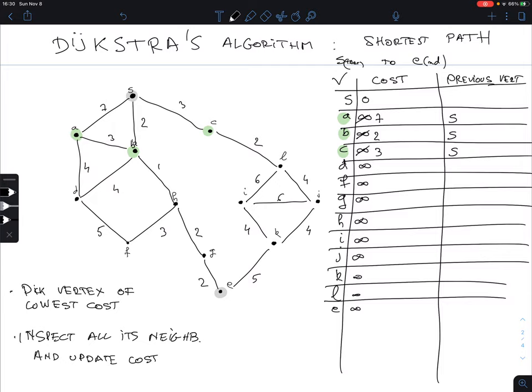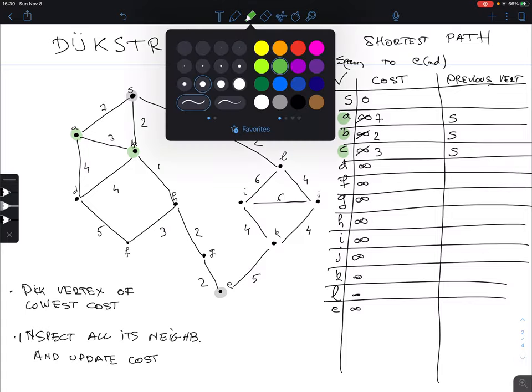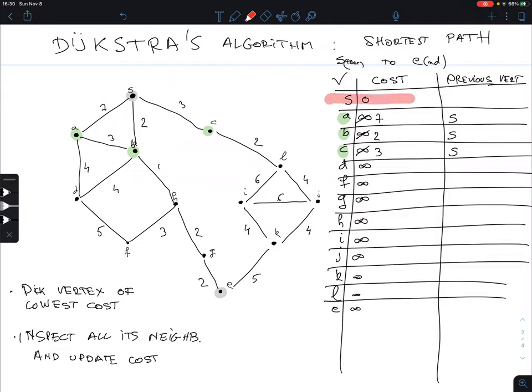So, okay, what is the next thing I do? Now I say, okay, if I have done all this for S, I no longer consider S. S is done for me. Okay? In other words, I'm going to repeat this process. Pick a vertex of lowest cost. I cannot pick 0. S is done. So the vertex of lowest cost will be B.